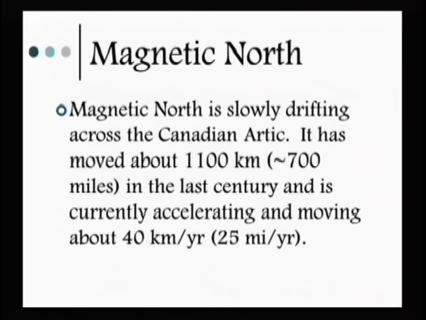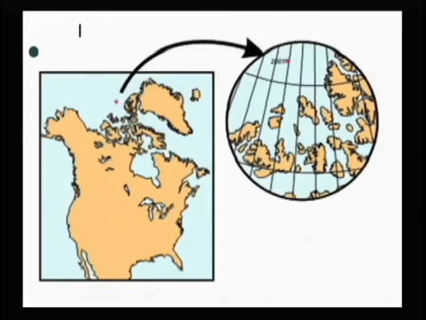Exactly why it's moving and why right now it is accelerating, we're not exactly sure. But we do know that it's moving at a rate of about 25 miles per year. So that means that magnetic north is physically changing every year. It's moving about 25 miles in 1 year. So that means our compass needle is going to be changing relative to where magnetic north is, because that's what it reads when you look at it. It's reading magnetic north, not true north.